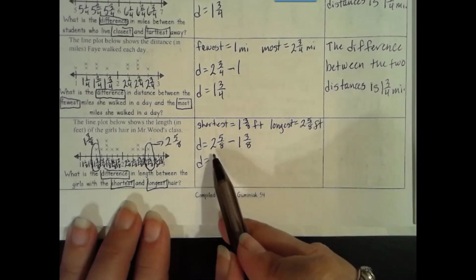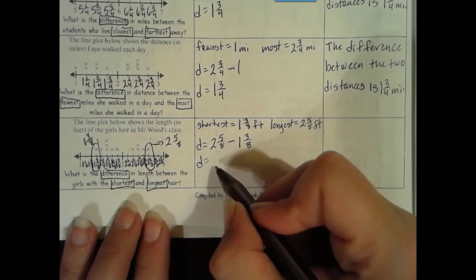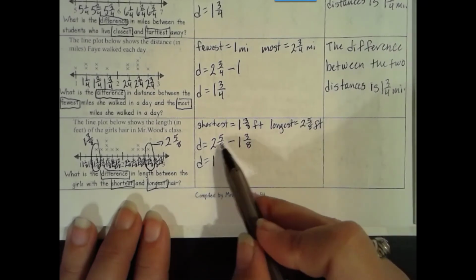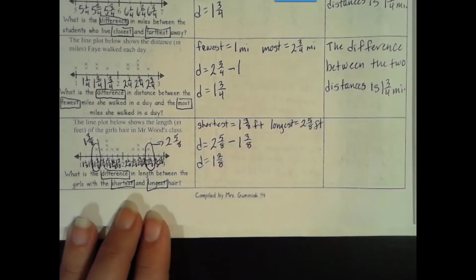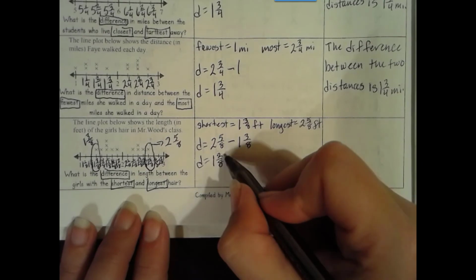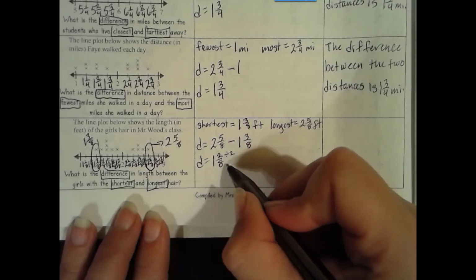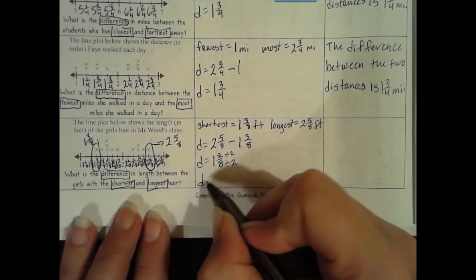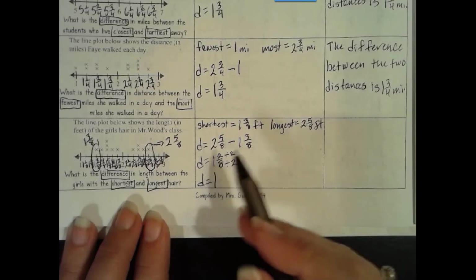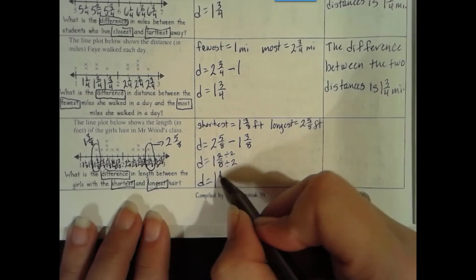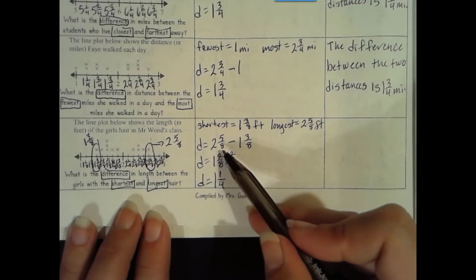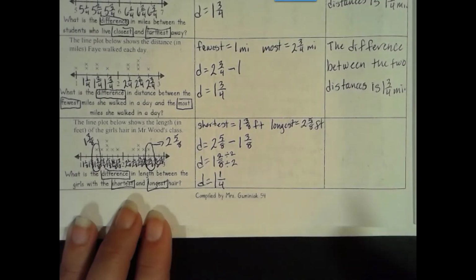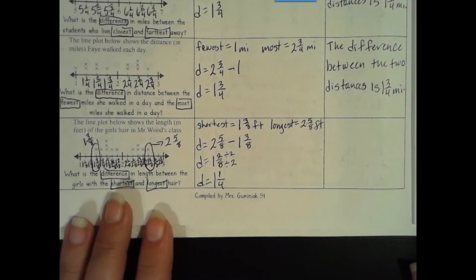So whole number, take away whole number. 2 take away 1 is 1. 5/8 take away 3/8. 5 take away 3 is 2/8. Both 2 and 8 are even, so I can simplify this. I can find an equivalent fraction in lowest terms. Half of 2 is 1. Half of 8 is 4. 1 2/8 is correct, but 1 1/4 is better. It has more meaning to it.